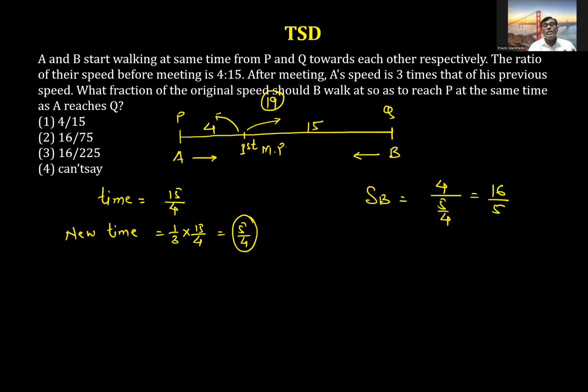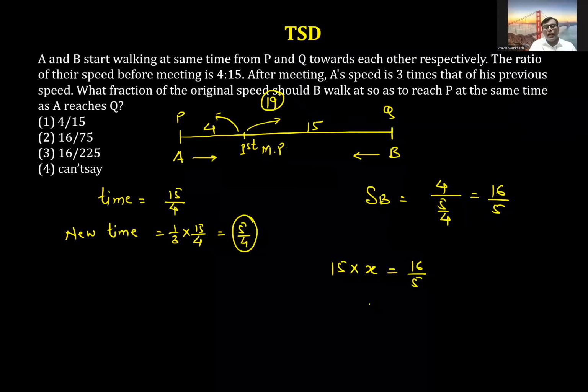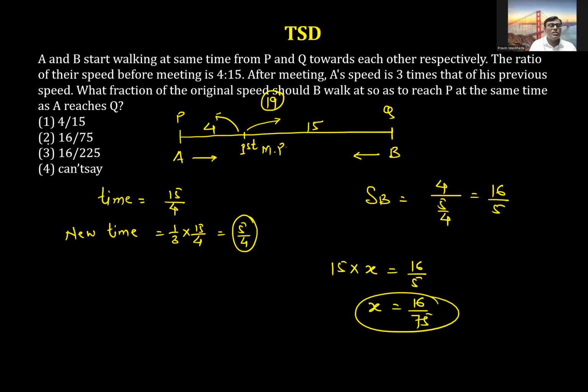And I want to find out how many times this new speed is of the original speed. We know the original speed of B was 15. So 15 times how many equals 16/5? I can get my answer as 16/75, which is my option number 7.